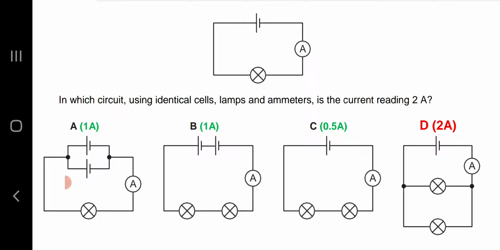In option C, two lamps are connected to the one cell, and that's why the resistance is twice and the current will become half, 0.5 ampere.